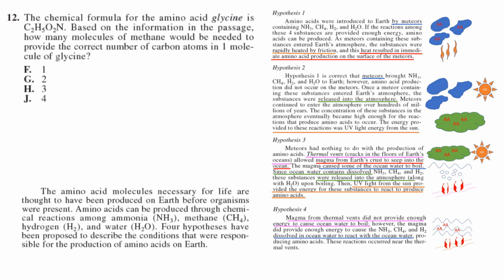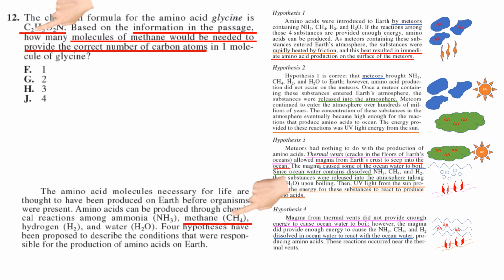Number 12, the chemical formula for glycine is that, based on the information in the passage, we're probably going to use the text that was the introduction. How many molecules of methane would be needed to provide the correct number of carbon atoms? Actually, you can use any part of this as long as you know methane is CH4, so it has 1 carbon. You need 2 carbons for glycine, so you will need 2 methanes, so G.